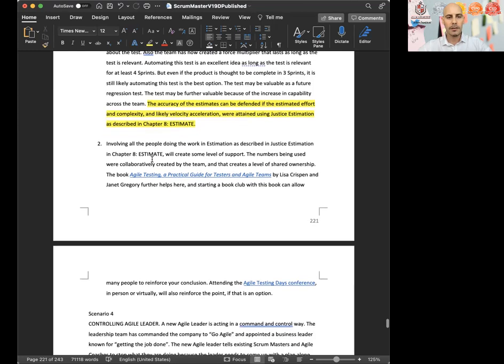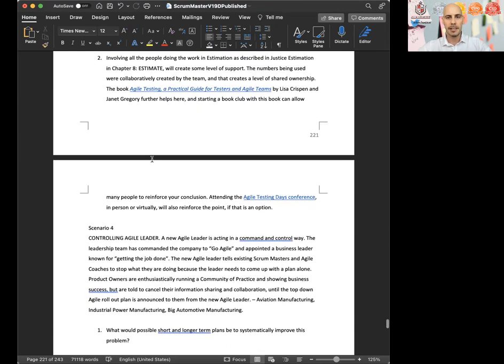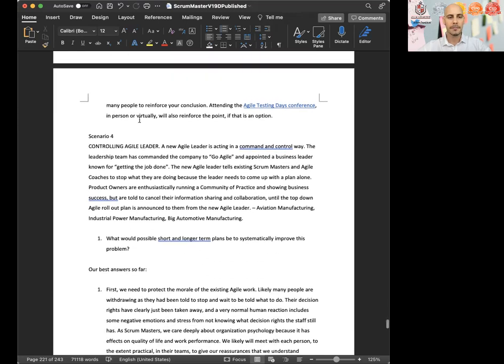2, involving all the people doing the work in estimation, as described in justice estimation in Chapter 8, Estimate, will create some level of support. The numbers being used were collaboratively created by the team, and that creates a level of shared ownership. The book Agile Testing, A Practical Guide for Testers and Agile Teams by Lisa Crispin and Janet Gregory further helps here, and starting a book club with this book can allow many people to reinforce your conclusion. Attending the Agile Testing Days conference, in person or virtually, will also reinforce the point, if that is an option.